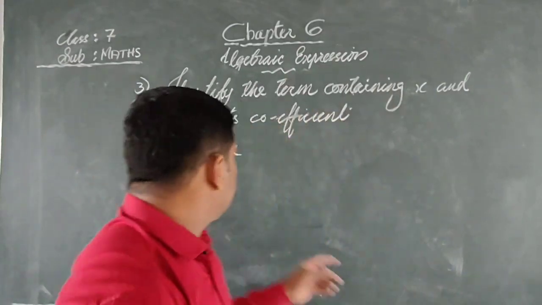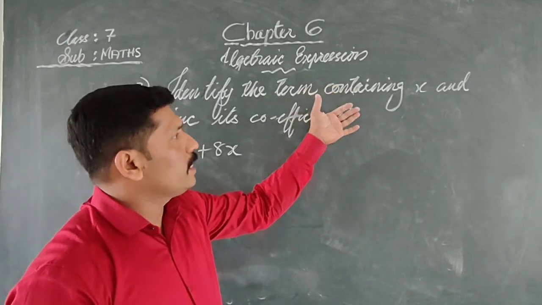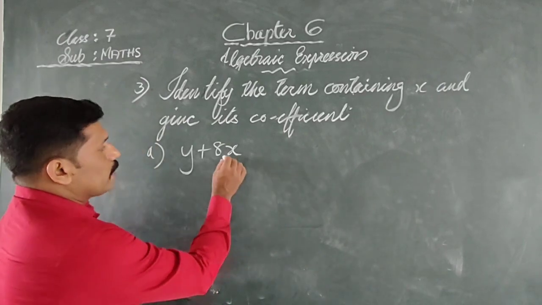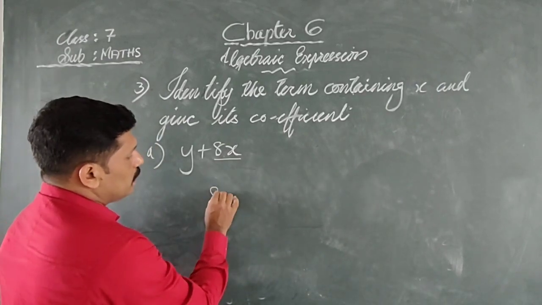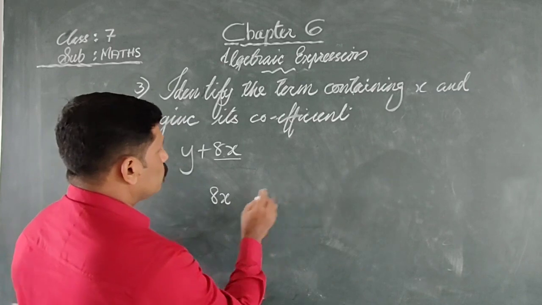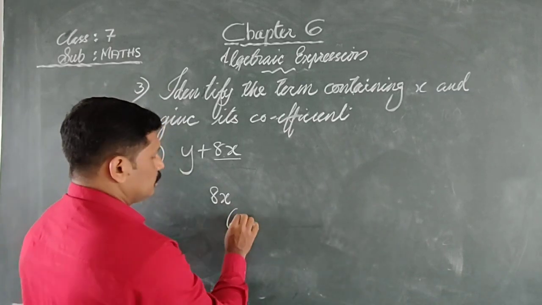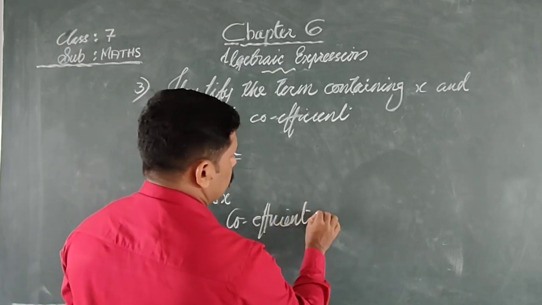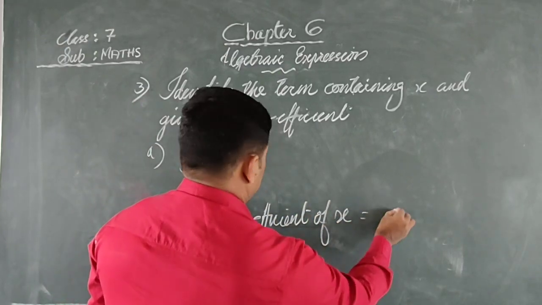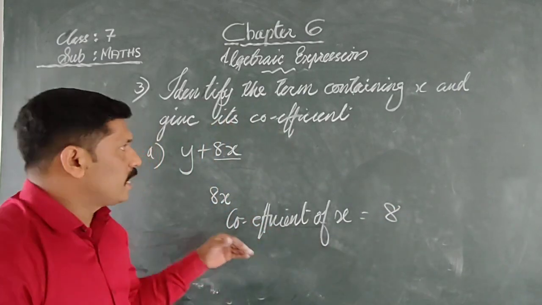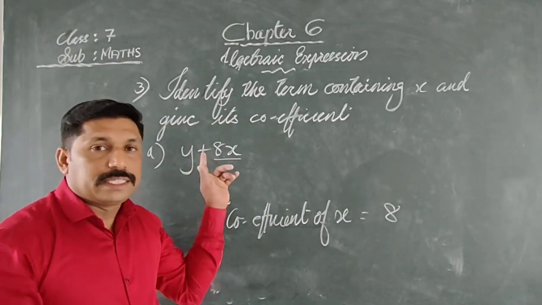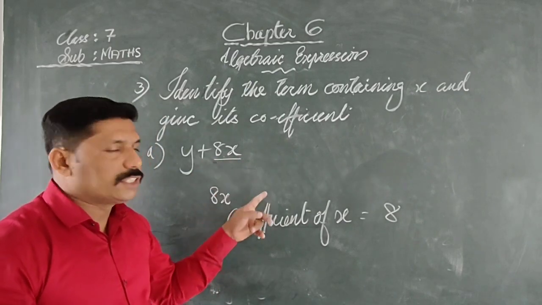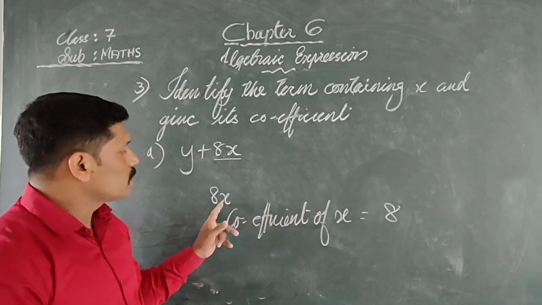Here, identify the term containing x. In the following expression, which term has x, and what is its coefficient? Here you can see that x is in the term 8x, and the coefficient of x is 8. So in this expression, the term containing x is positive 8x, and the coefficient of x is 8, because 8 is multiplied with x.